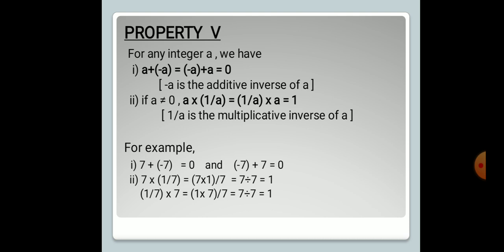That is, the multiplicative inverse of A is 1 by A, and the multiplicative inverse of 1 by A is A. So, if you multiply an integer with its multiplicative inverse, then you will get the answer as 1. 7 into 1 by 7 or 1 by 7 into 7 is equal to 1.